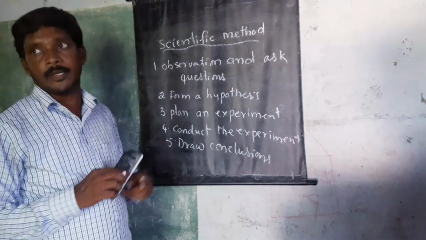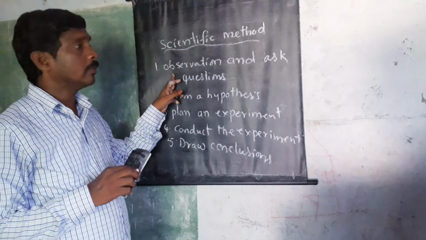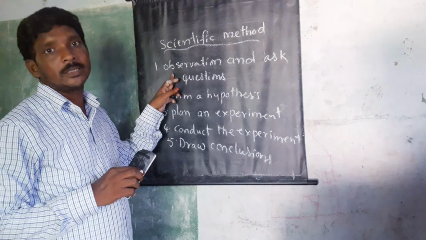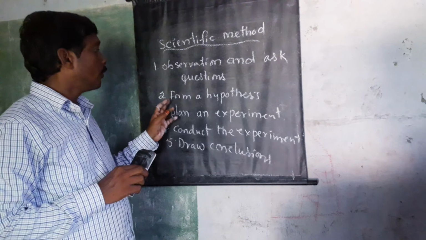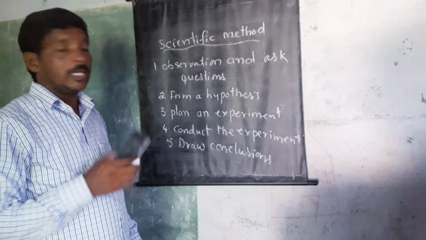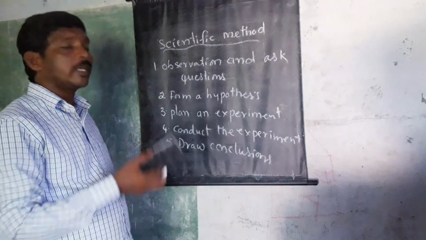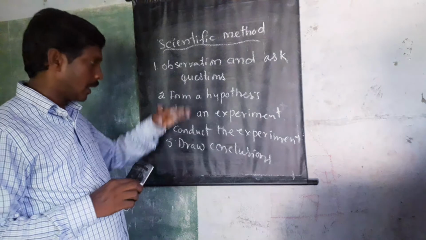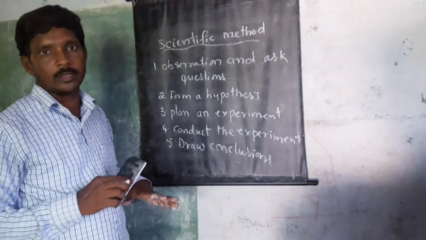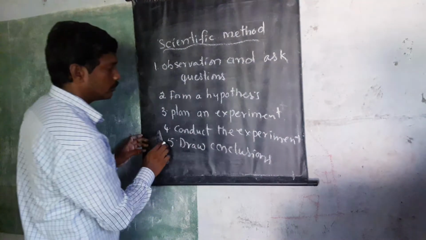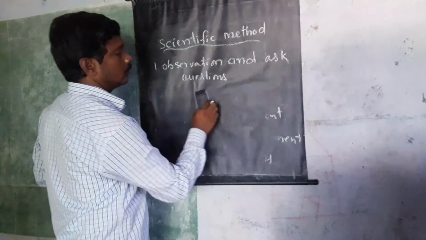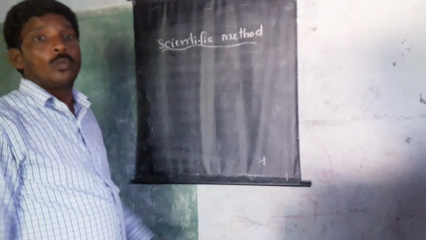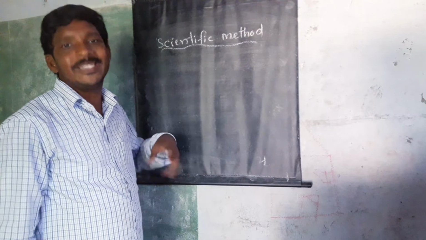Question. In this first step, which soil is the best for sowing bean seeds? Form a hypothesis: in his mind, potting soil is the best soil. Then plan an experiment, conduct an experiment, and draw conclusions. We will discuss Arvind's question: which is the best soil for bean seeds?